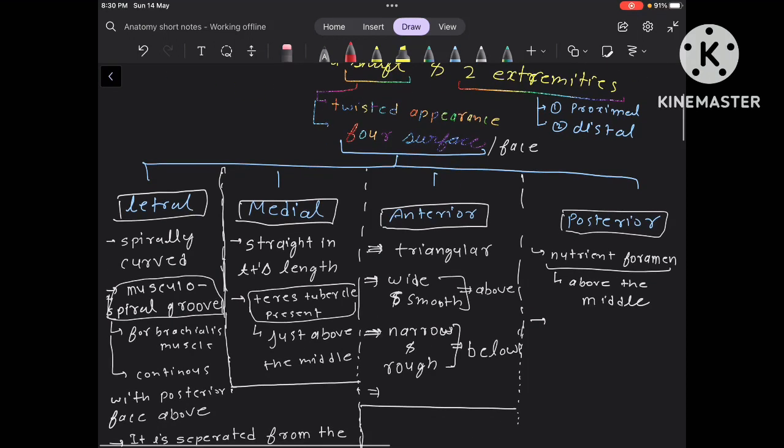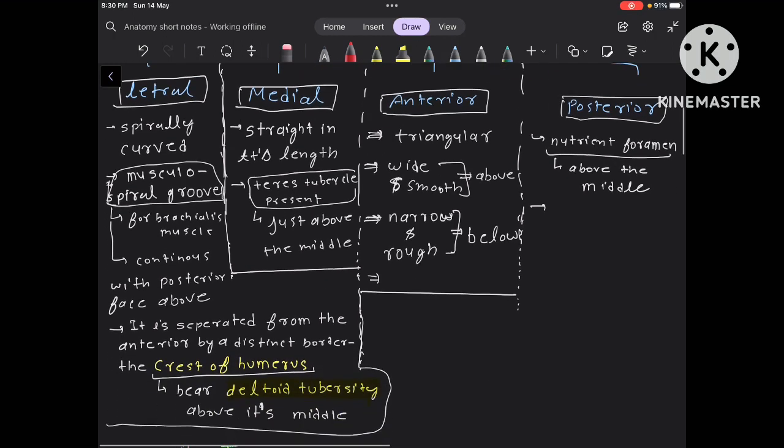We will talk about the lateral surface. The lateral surface is spirally curved in shape and it has the musculospiral groove for the brachialis muscle, continuous with the posterior face above. The lateral surface is separated from the anterior surface by a distinct border called the crest of humerus. The crest of humerus bears the deltoid tuberosity above its middle.